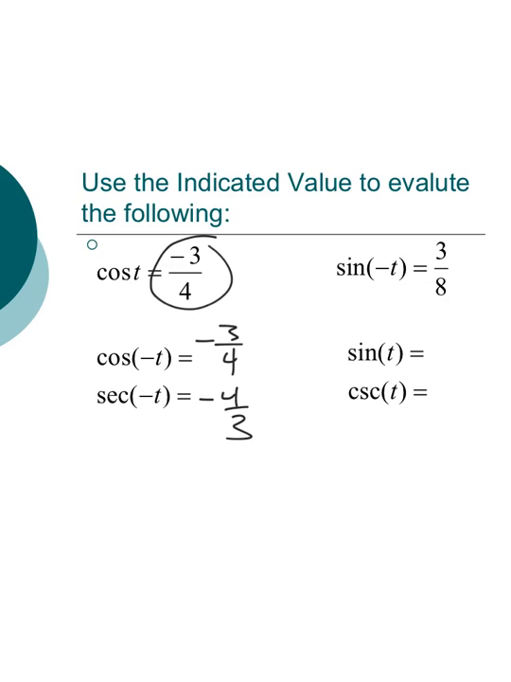When we look at our odd functions, we know there's a difference of a negative sign. So if the sine of negative t is equal to 3 over 8, then the sine of positive t should be the same value, again, with a difference of a negative sign. So this should be a negative 3 over 8. And since the cosecant is the reciprocal of that, it should be a negative 8 over 3.